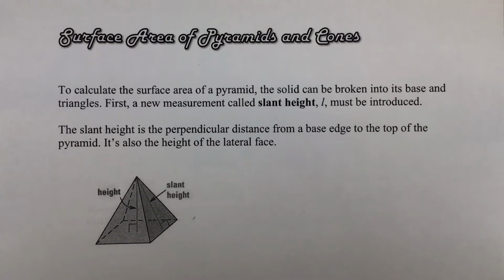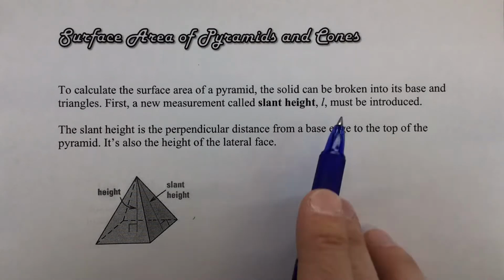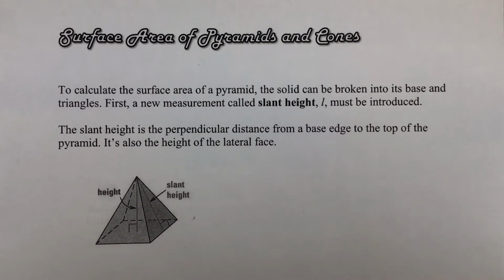But before we can do that, we have to introduce a new measurement, which is called the slant height. The variable that we'll be using for it is going to be L. Okay, the slant height is located here. It's going to be perpendicular to an edge length going up to that top vertex. The reason that you need the slant height is because that is the height of the actual triangle that we've got there. So as we break it apart into its individual parts, you have to have the height of the actual triangle to calculate the area of the triangle.